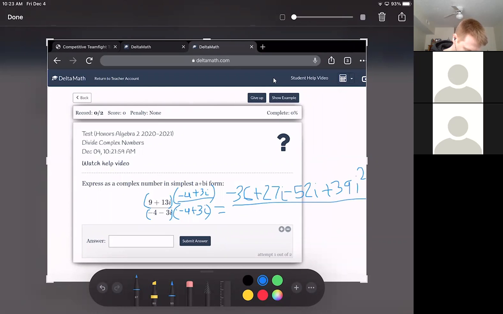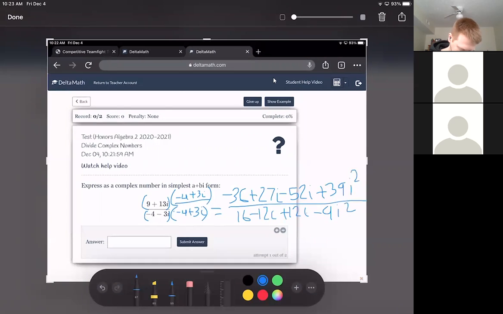For the conjugate, when you multiply the bottom, you're going to see that you get positive 16 minus 12i. -3i times -4 would be plus 12i. -3i times positive 3i would be minus 9i squared. We just want to clean this up, but you're going to notice on the conjugate, your i's always cancel out. So the top, like I said, this plus 39i squared is really a minus 39 since i squared is -1. So you're going to have -36 minus 39.